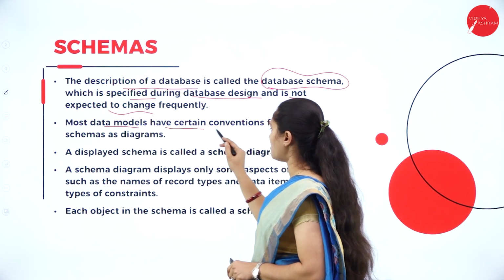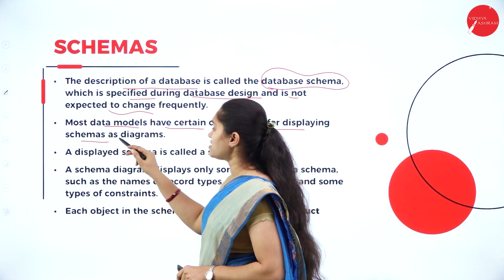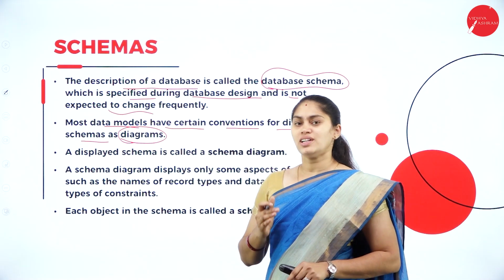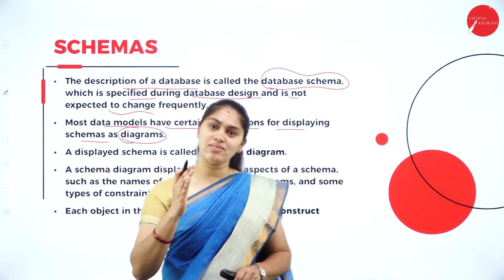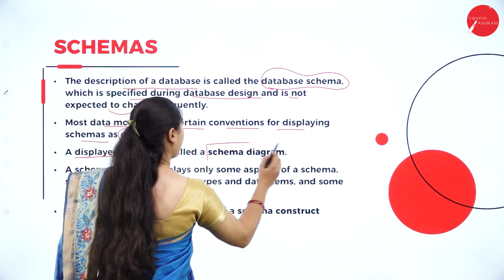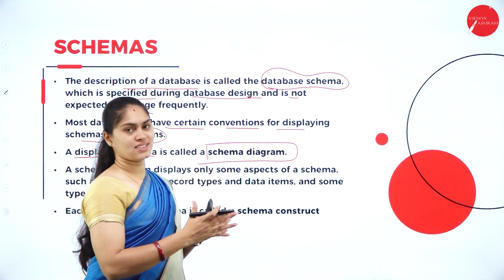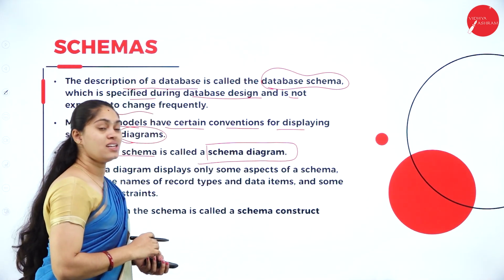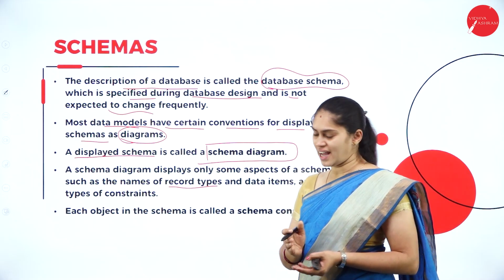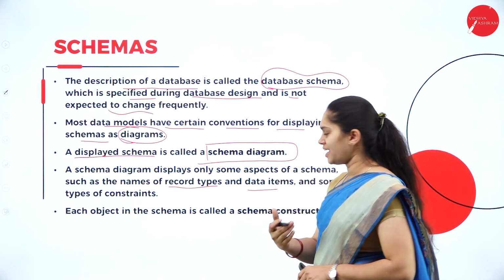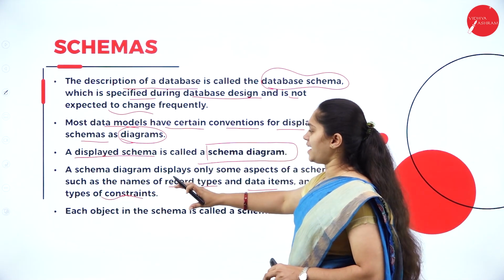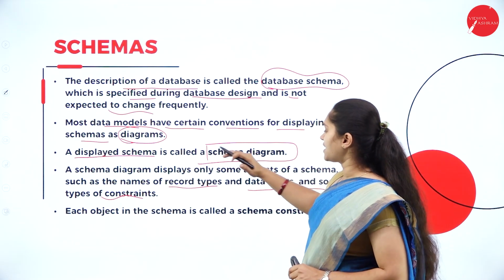The data models have certain conventions for displaying the schemas as a diagram. So whenever we have a description of a database, we can also describe that in terms of a diagram. We call that diagrammatic representation, or displayed schema, a schema diagram. This schema diagram shows record types, the data items, and also the constraints, the set of rules and regulations we have in a database, which are also displayed in this schema diagram.